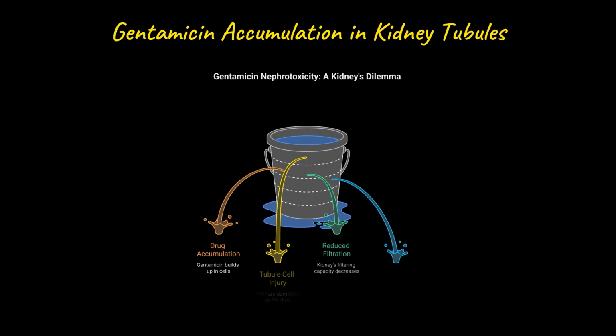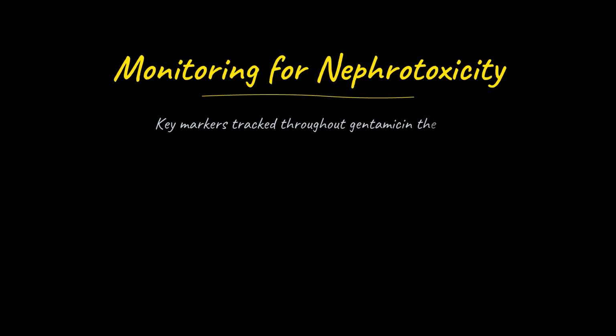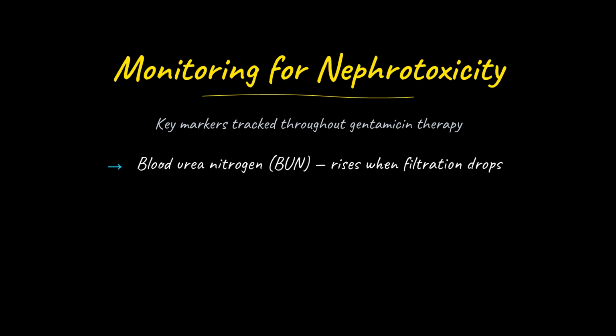The kidneys both clear gentamicin from the body and accumulate it in tubule tissue. This direct injury to tubule cells reduces the kidney's ability to filter waste, causing blood urea nitrogen and creatinine to rise, the laboratory signature of nephrotoxicity. Monitoring focuses on four markers: blood urea nitrogen, creatinine, drug blood levels, and urine output.